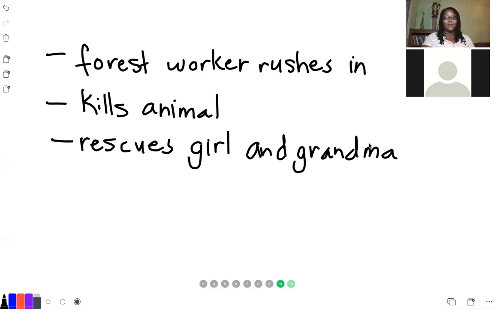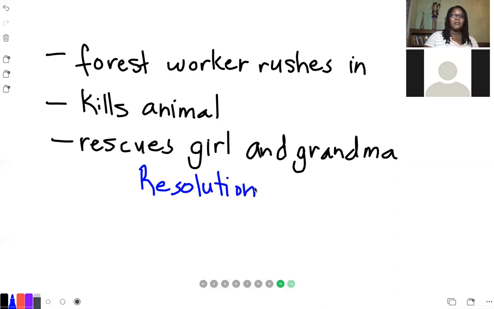And that's your resolution right there. This brings your story to an end. Now, what was the purpose of this exercise? The purpose of this exercise, ladies and gentlemen, is just to show you in as simple a format as possible how easily you can structure a story.